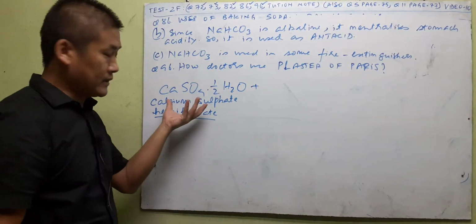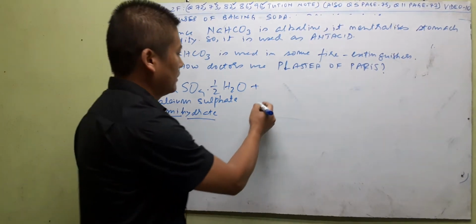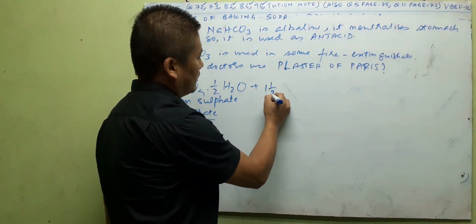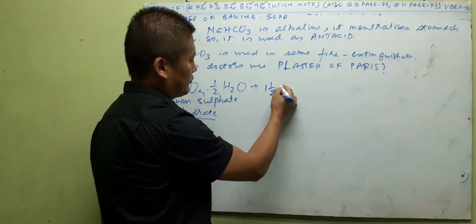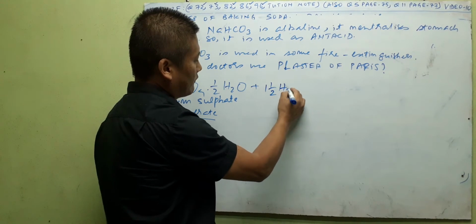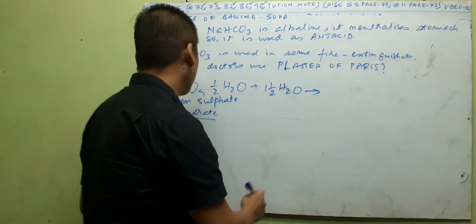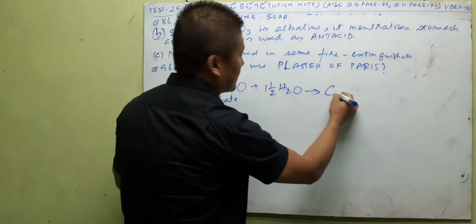So the doctor will mix this white powder with the water, okay? And every molecule of calcium sulfate hemihydrate will combine with 1.5 water molecules and form. I join this, just simple, nothing hard.